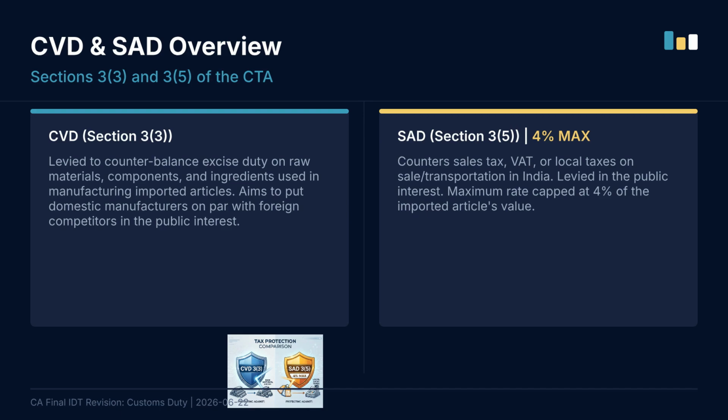Countervailing duty, or CVD under Section 3.3, is imposed to offset excise duties borne by raw materials, components, and ingredients used by domestic manufacturers. The objective is to create a level playing field between imported and domestic products. Special additional duty, or SAD under Section 3.5, serves a similar purpose by neutralizing VAT, sales tax, local taxes, and related levies applicable in India. The maximum rate of SAD cannot exceed 4% of the imported article's value.